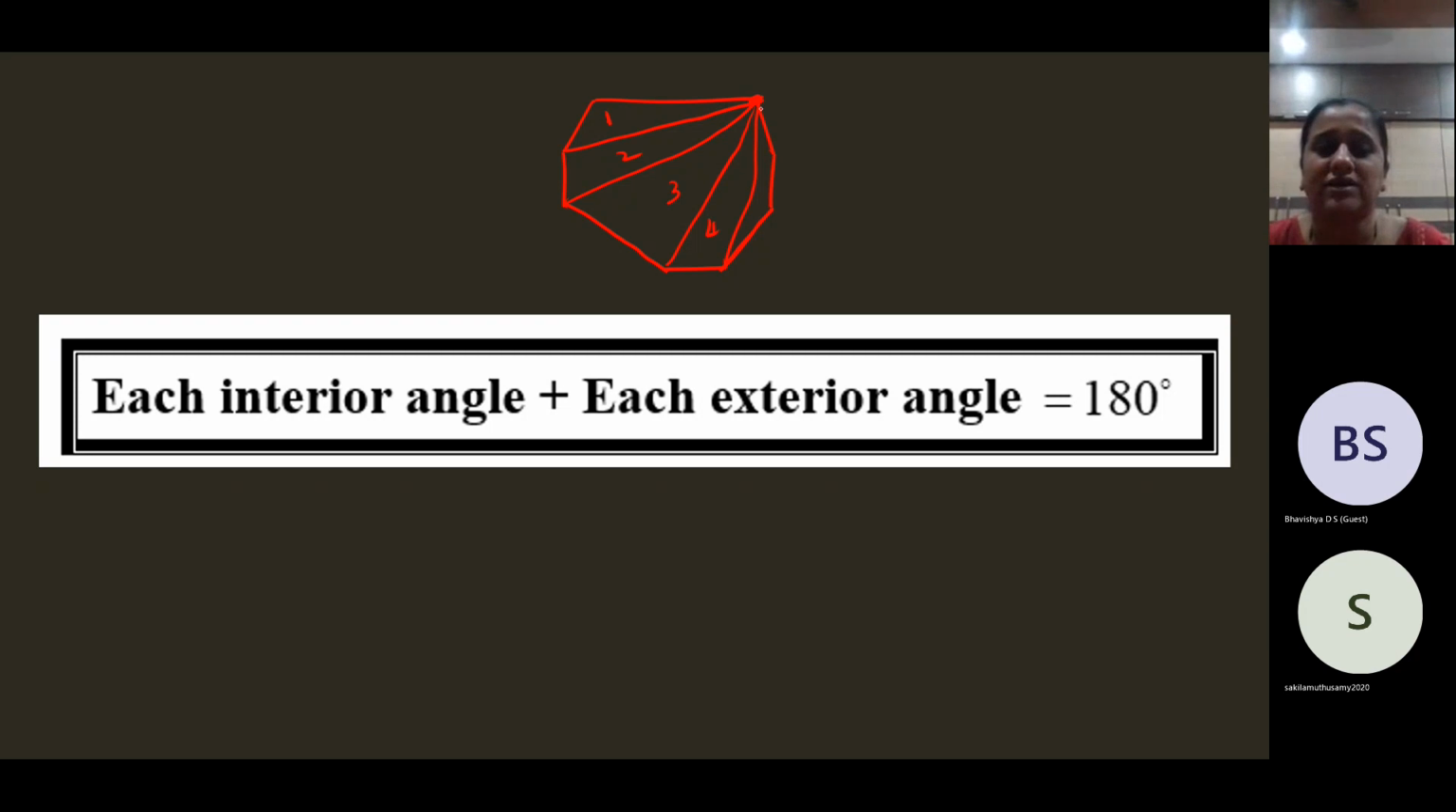4. See here, a triangle can be formed here, like this. This is 5, this is 6 triangle. So number of sides, 8. Number of triangles formed, 8 minus 2, 6. 1 triangle, 180 degrees. 6 triangles, 6 into 180 degrees.